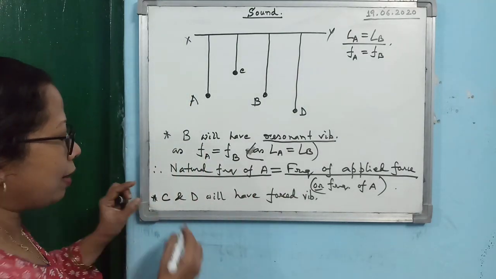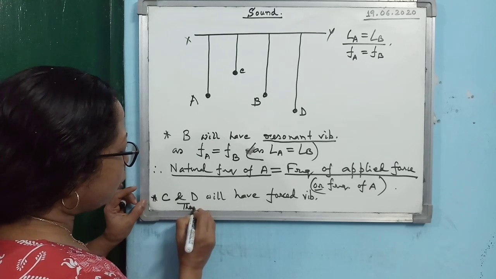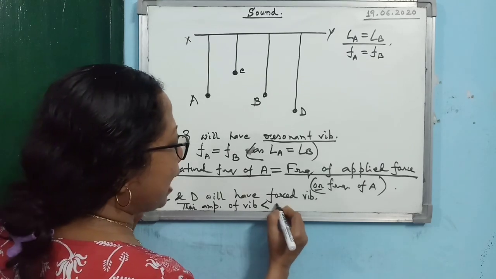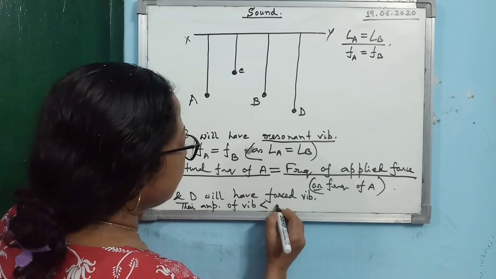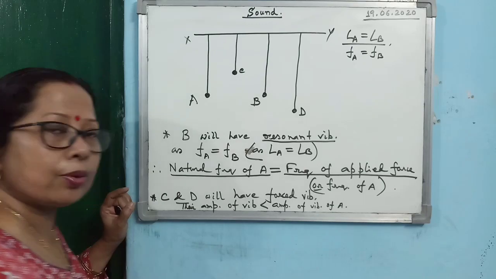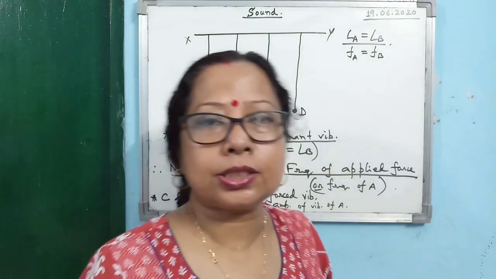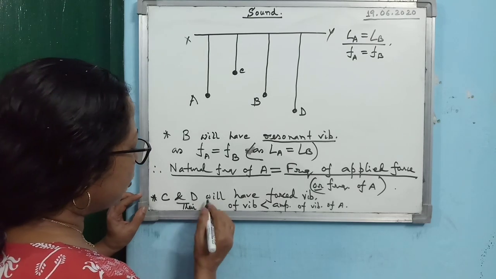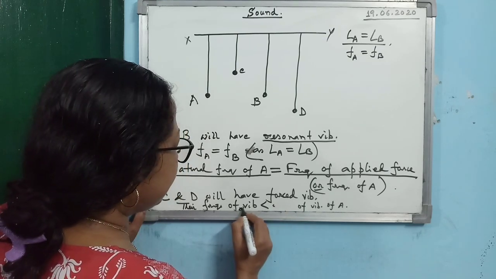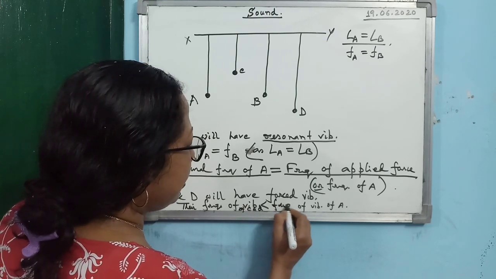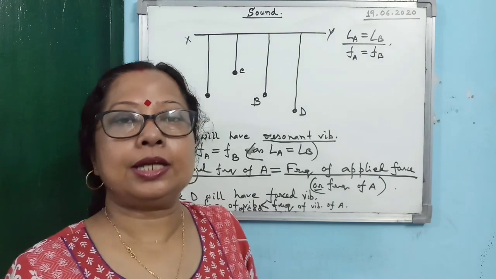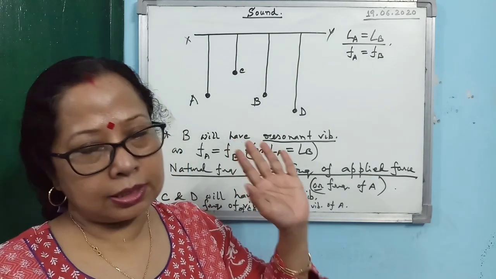So they will have forced vibration, and their amplitude of vibration will be less than the amplitude of vibration of A. Better you should mention the frequency also: the frequency of vibration of C and D will be less than the frequency of vibration of A, because they will have forced vibration, they will not have resonant vibration.